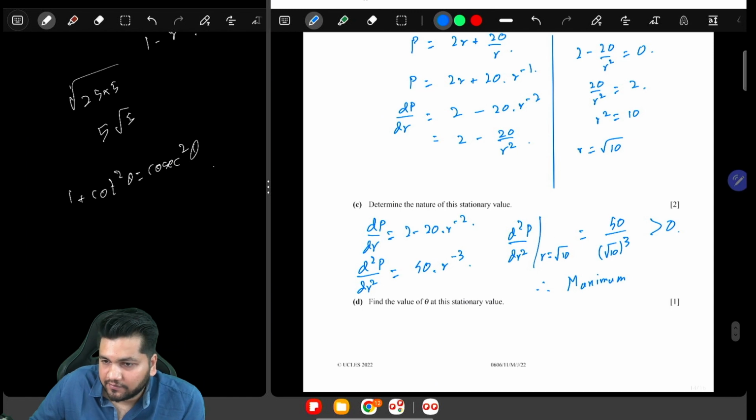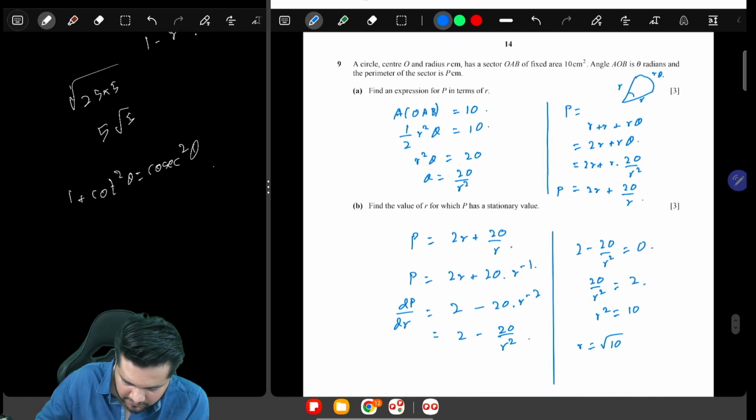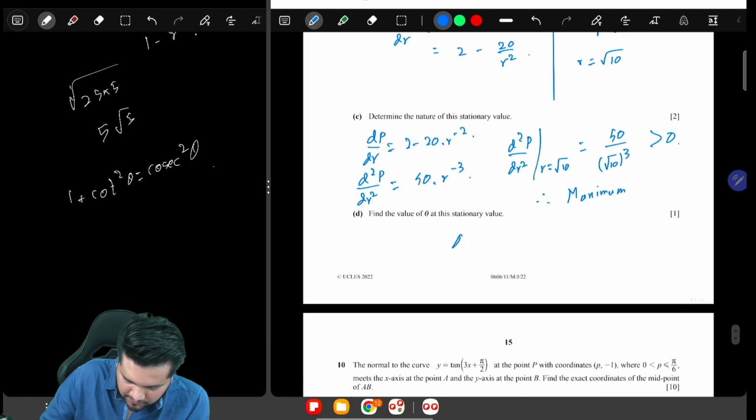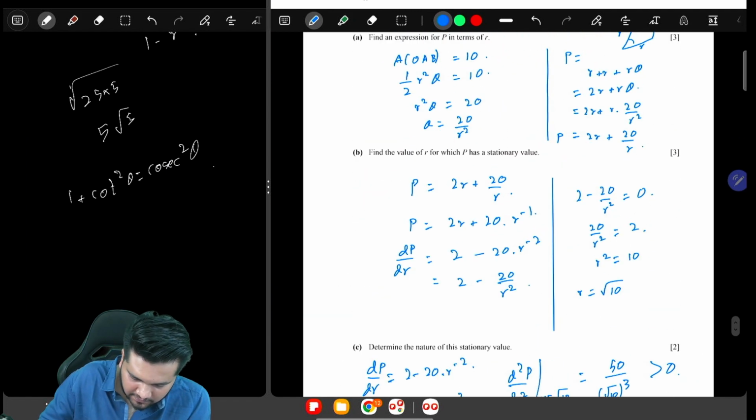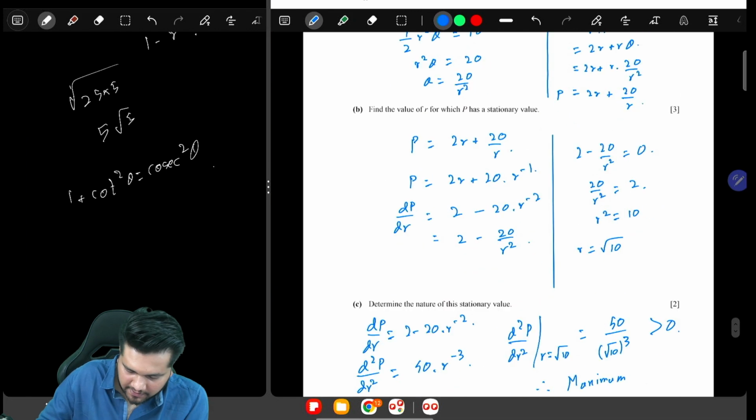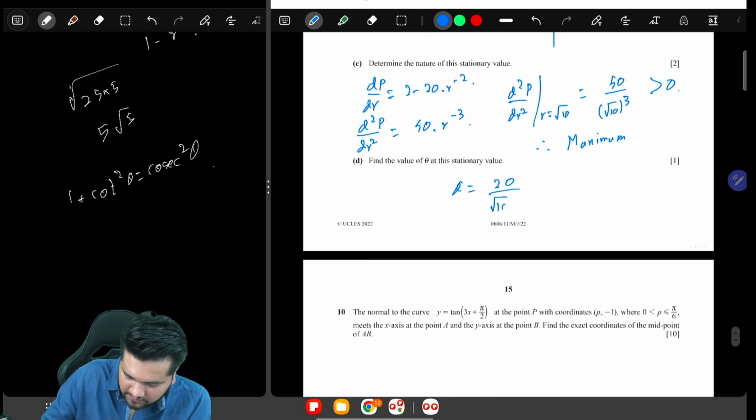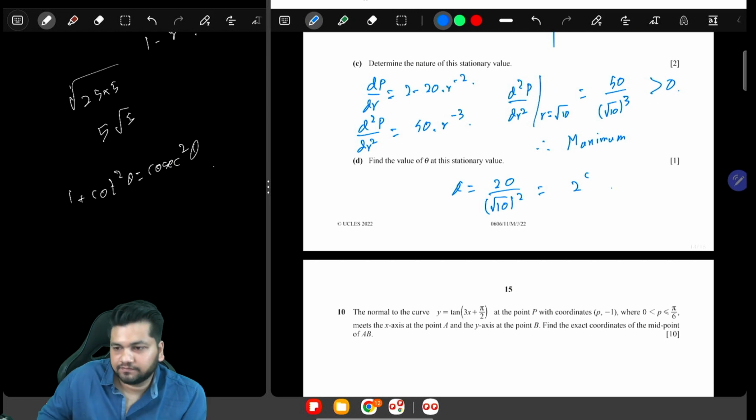Now they're asking what? Find the value of theta at this stationary value. So now r is equal to root 10, we already know. Theta is equal to 20 by r square. So 20 by r square, which is root 10 square, which is going to be 20 by 10, which is 2 radian.